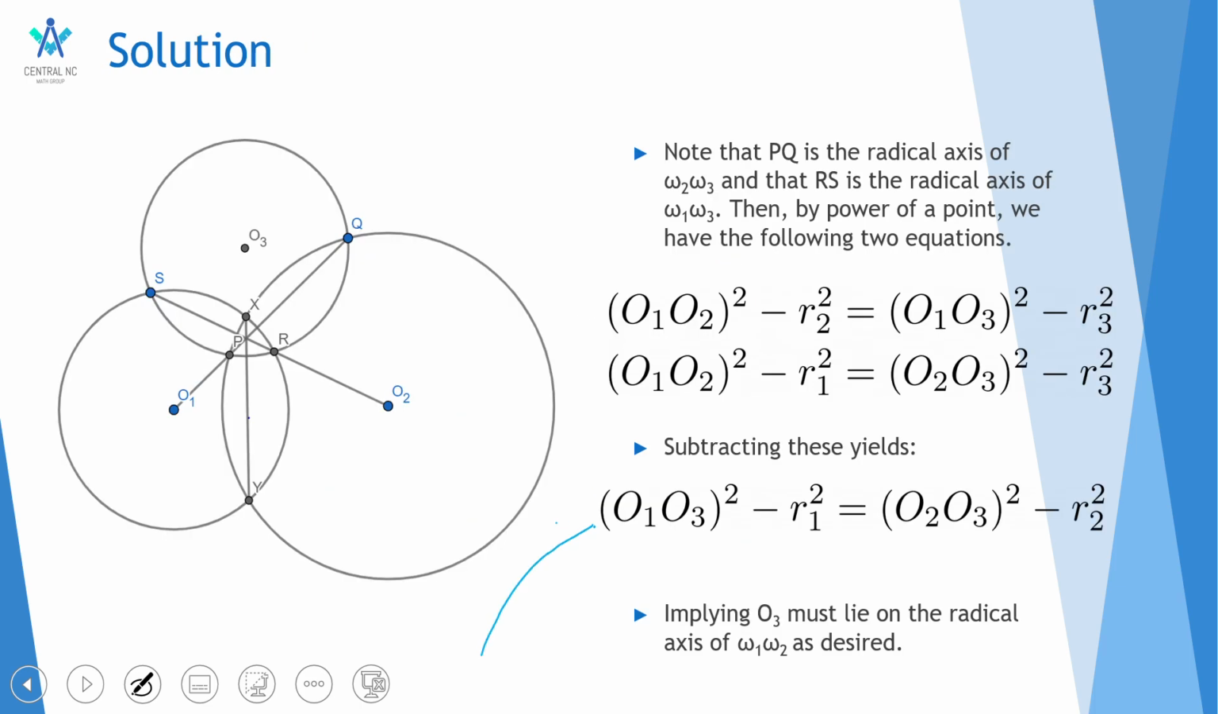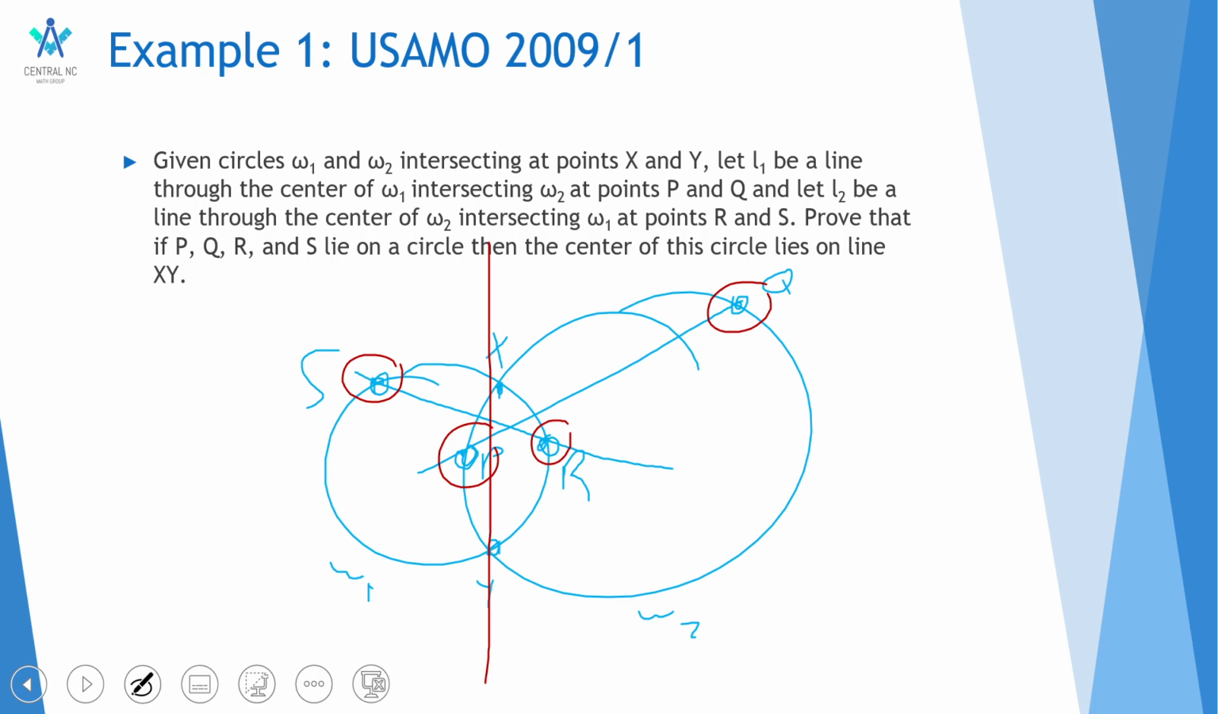And this looks very familiar too. And this is in fact saying that the power of a point O3 with respect to omega 1 is equal to the power of a point O3 with respect to omega 2, which is the same thing as just saying O3 lies on the radical axis of omega 1 and omega 2. But the radical axis of omega 1 and omega 2 is XY, so O3 lies on XY, and we are done.